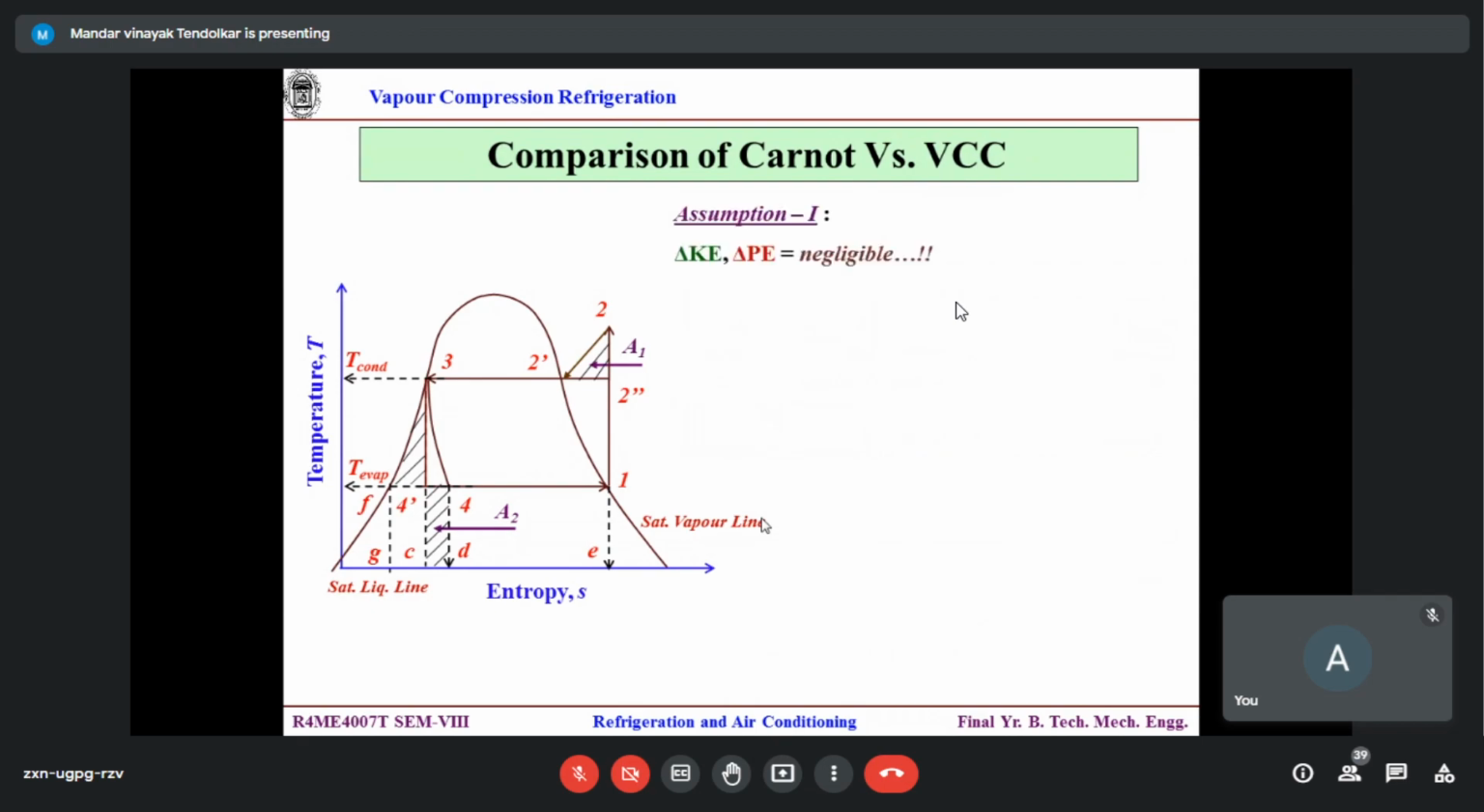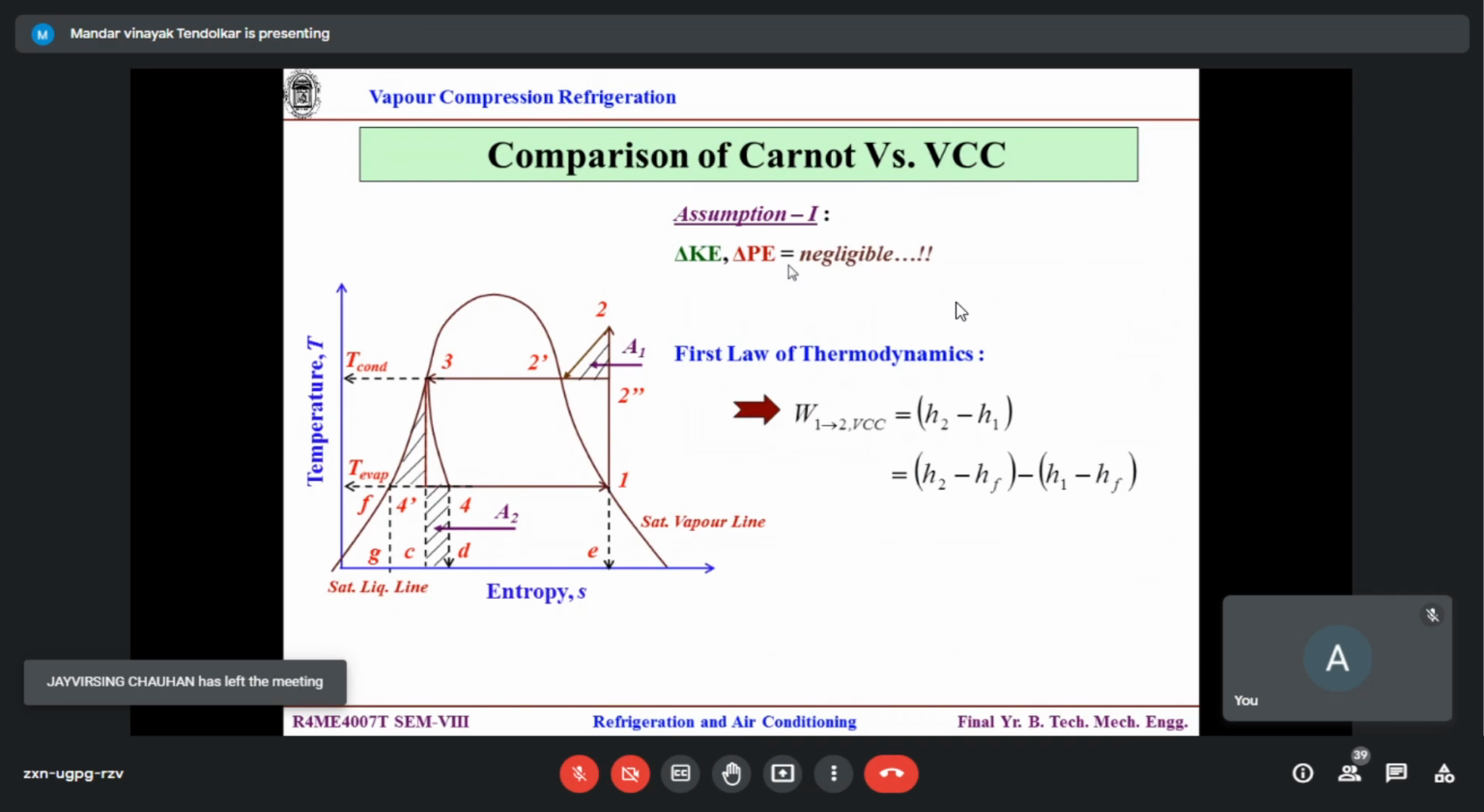Now we further discuss the analysis of the same cycle. My first assumption is KE and PE changes are negligible. The system is stationary, so delta E becomes delta U. In the first law of thermodynamics, what I get is the work part, which is related to the internal energy plus the PdV work. Including the internal energy, that gives me the enthalpy part. So the work will be associated as delta H, correct? Delta U plus delta of PV, so it would be delta H.